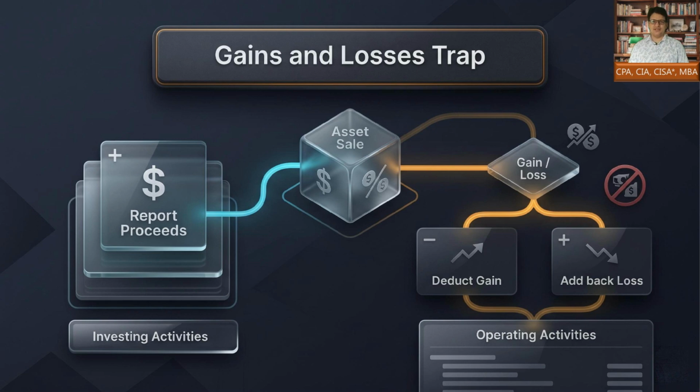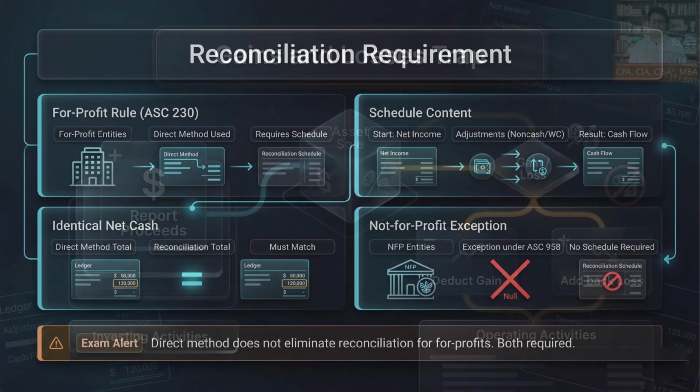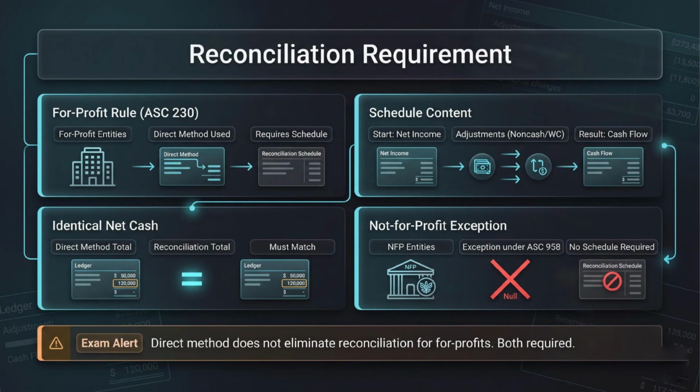So under the indirect method, gains are deducted from net income. Losses are added back because they reduced net income, but the cash proceeds still belong in investing activities. The rule is simple. Remove the gain or loss from operating cash flow and report the full cash proceeds in investing. Gains and losses are like guests who walked into the wrong section. Politely escort them out.